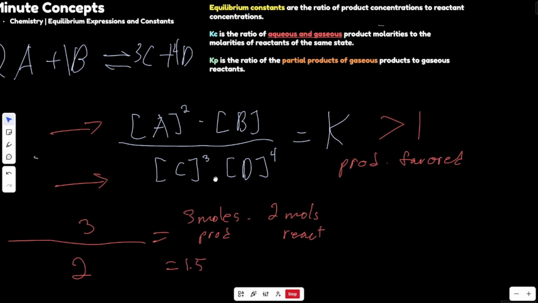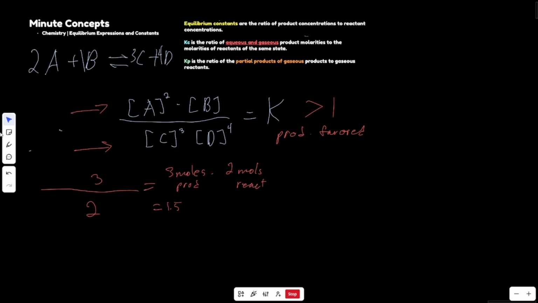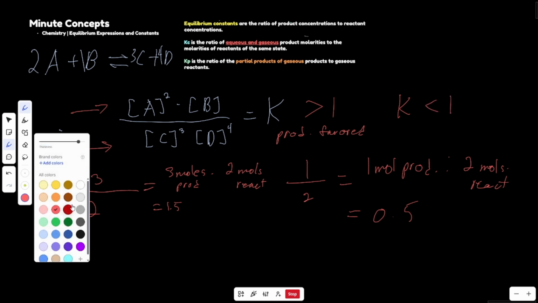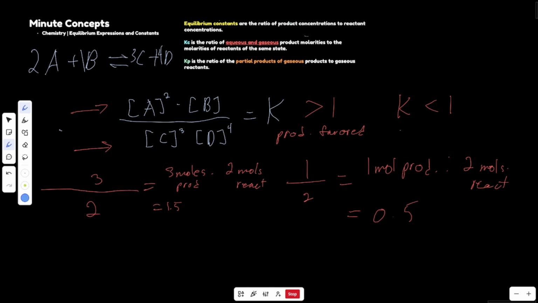Now, how about if it's less than 1? Let's say that our expression gives us 1 over 2. That means that for every 1 mole of product, there's going to be 2 moles of reactants. This would simplify to 0.5. Now, what do we do if K is less than 1? This means that it's going to be reactant favored.